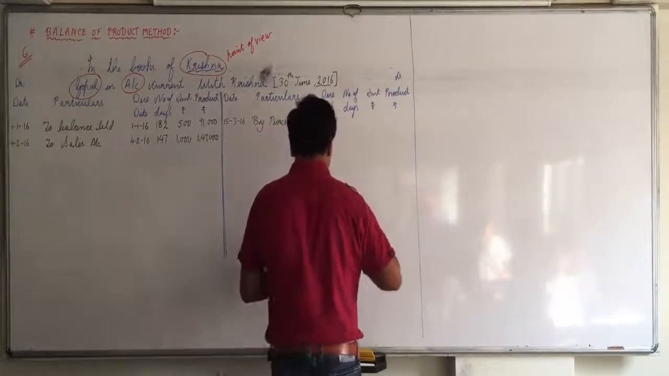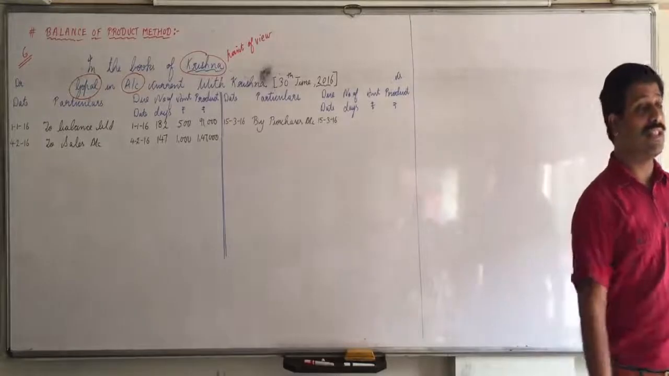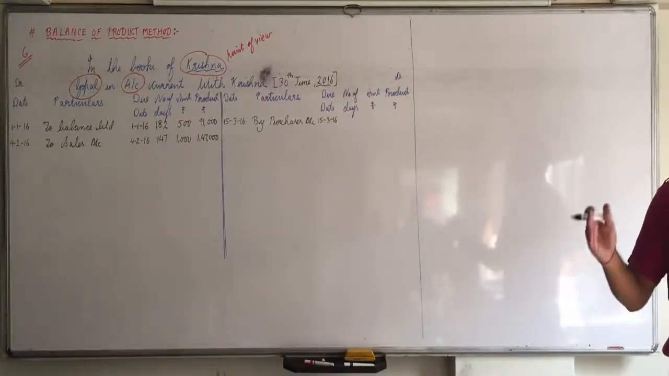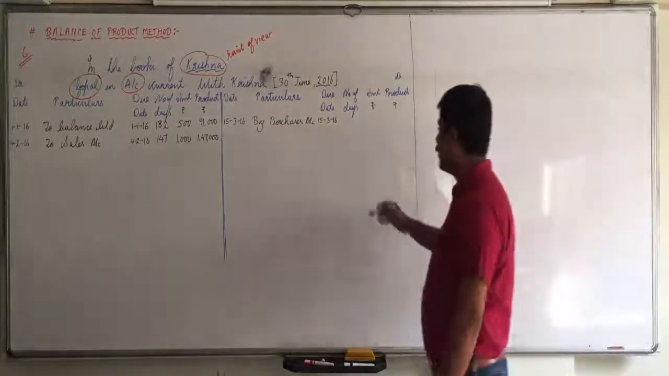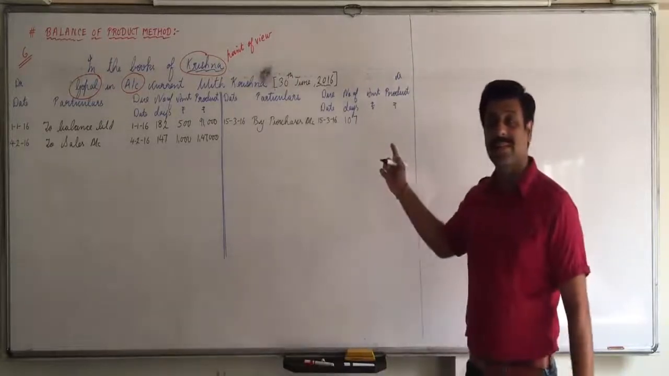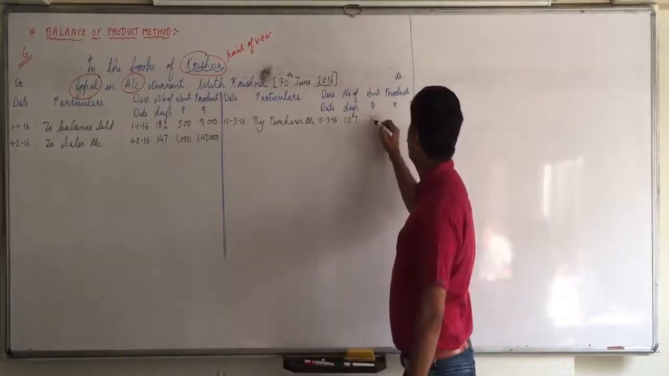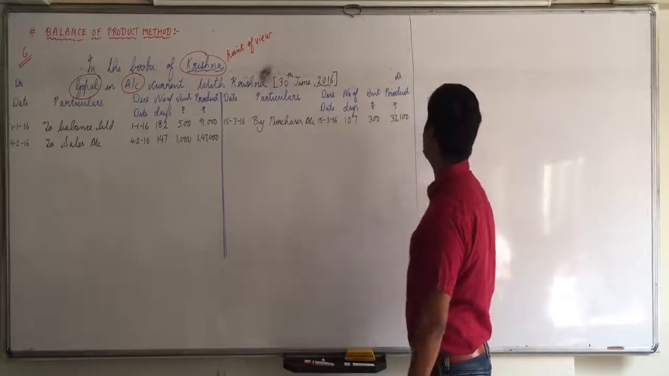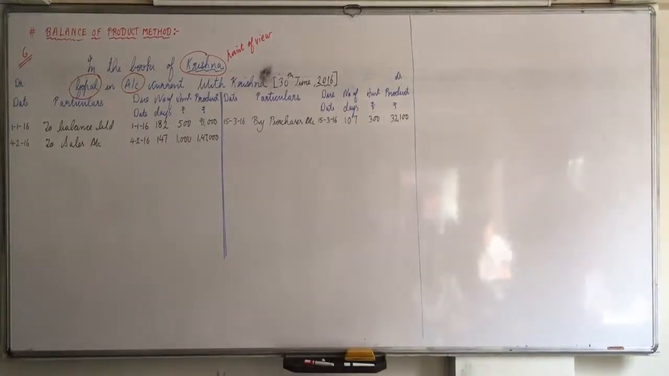Number of days. Now do 31 minus 15 days of March, so 16, plus 30 days of April, plus 31 days of May, plus 30 days of June, 107. Is everyone able to understand this? Amount is 300. 300 into 107, 32,100. Any doubts? Next.